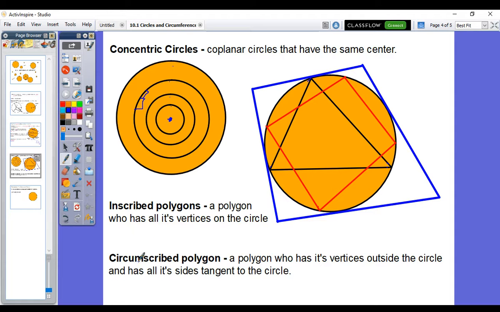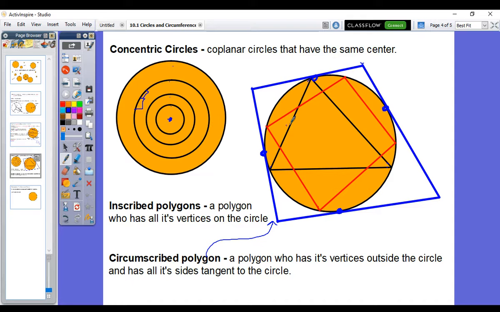Now, a circumscribed polygon is a shape that goes around the circle. So this is the circumscribed polygon. It goes around the circle. And unlike this right here, these points do not touch the circle. The vertices do not touch. But each side is tangent. That means each side of the polygon touches the circle at one spot. Right there and right there. It touches just at one spot.